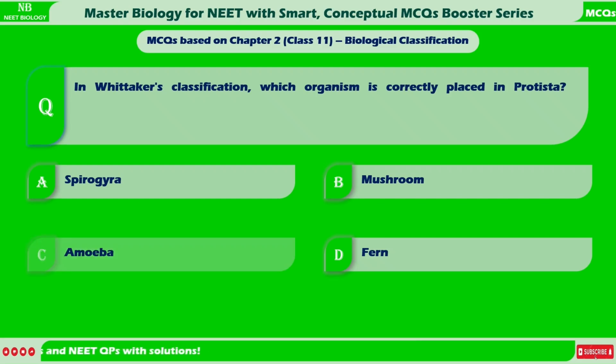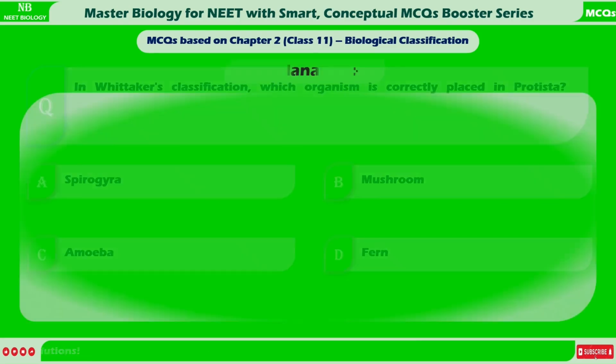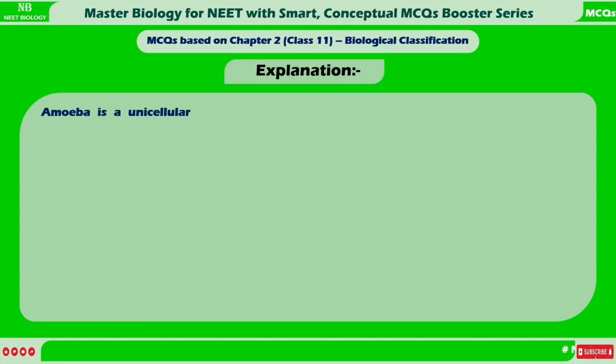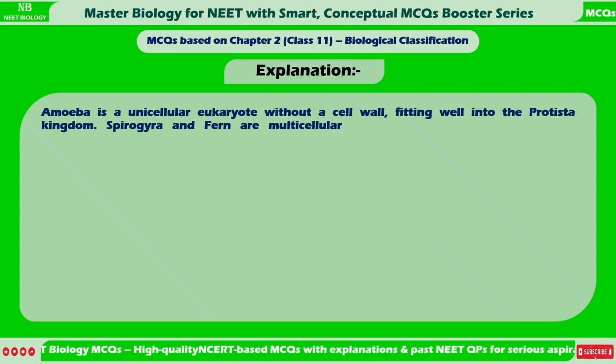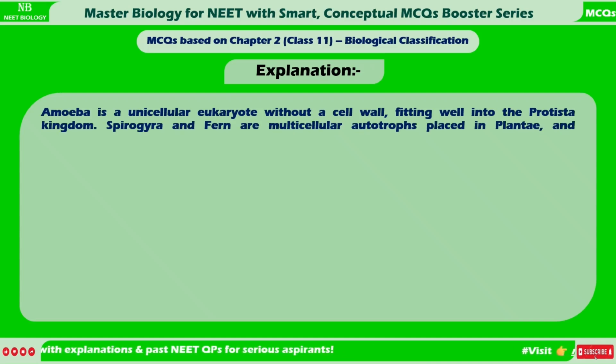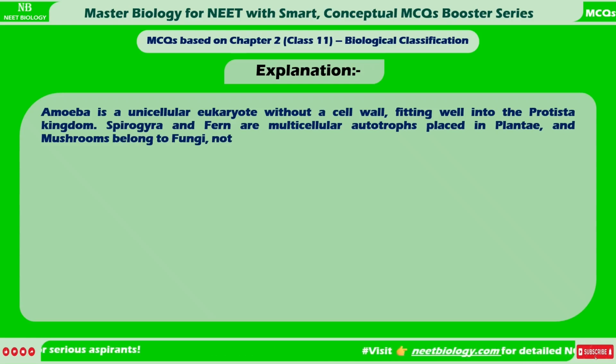Correct answer is C. Amoeba. Explanation: Amoeba is a unicellular eukaryote without a cell wall, fitting well into the Protista kingdom. Spirogyra and fern are multicellular autotrophs placed in Plantae, and mushrooms belong to fungi, not Protista.